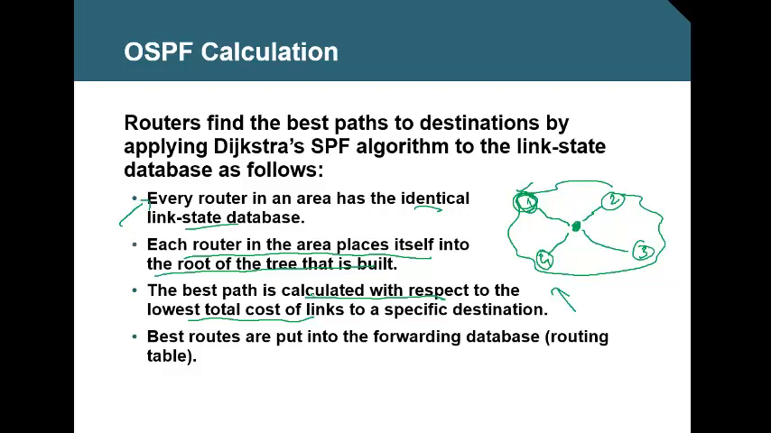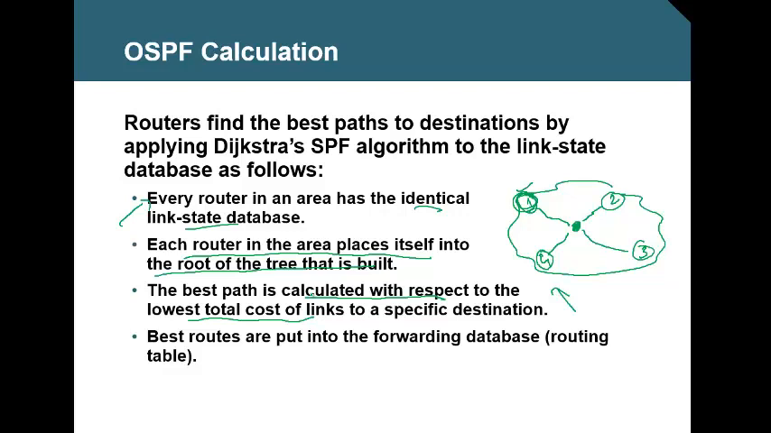OSPF uses metric as what? Cost. This cost is dynamically calculated by the algorithm based on the bandwidth. More the bandwidth, less the cost. When will the cost be high? When the bandwidth is low. When the bandwidth is low, cost is going to be high. Opposite, no? So the best path is calculated with respect to the lowest total cost of the link to the specific destination. So to reach every destination, which path has got the lowest total cost?